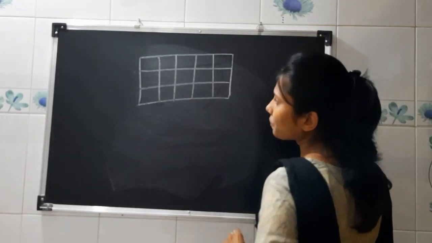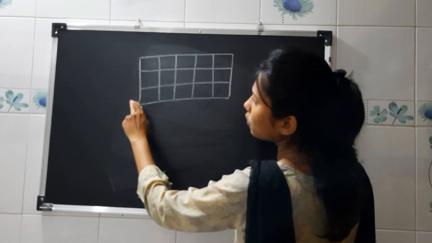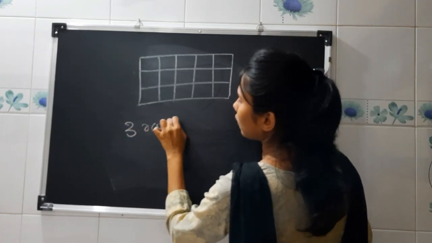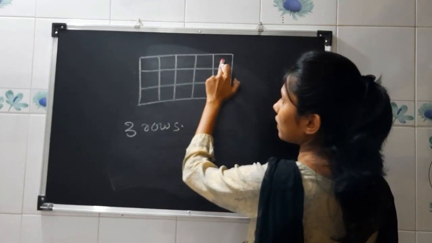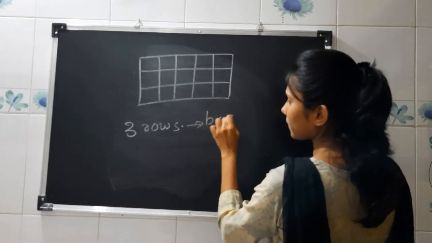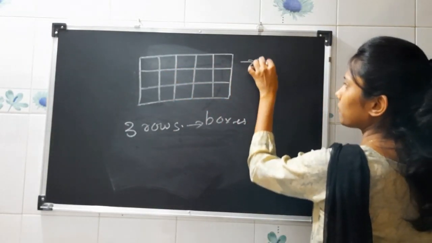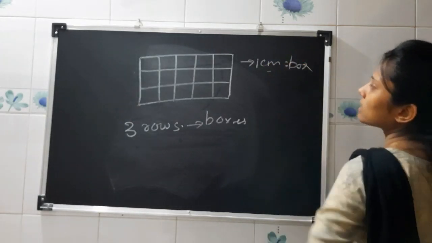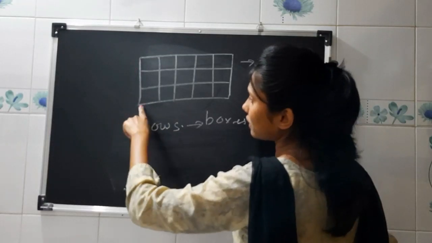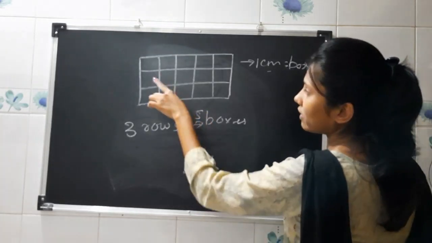This is a rectangle and see how many rows there are. 1, 2, 3 rows are there in this rectangle. There are total 3 rows, and in these 3 rows there are 1, 2, 3, 4, 5 boxes. Let us assume that these boxes are of 1 centimeter. One box is 1 centimeter. So there are 3 rows in this rectangle and the 3 rows are having 5 boxes.